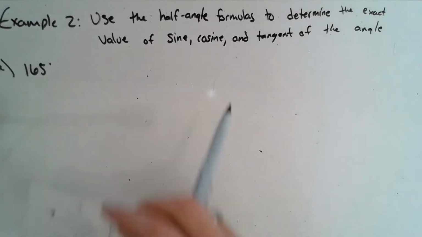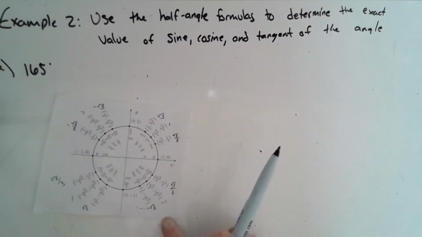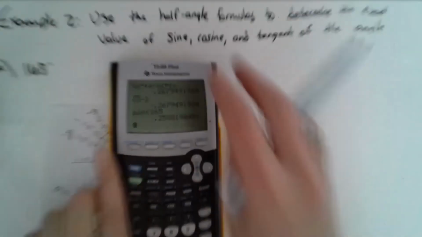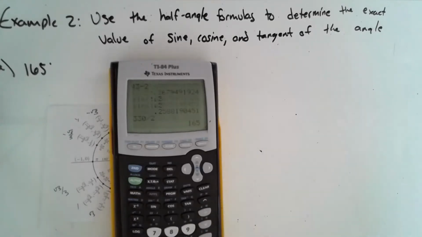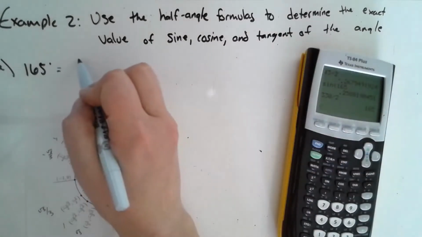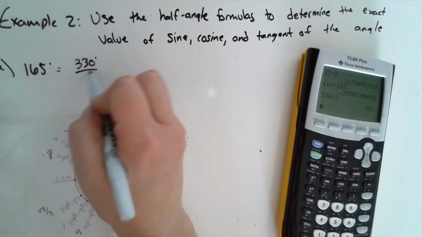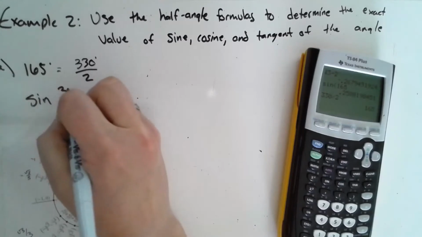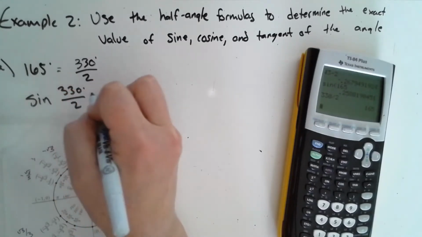that decimal. So if we look at our unit circle, 165 is not there, but it kind of gave us a hint. We're using a half angle. So 165 is half of 330, right? So 330 divided by 2 is 165. The way I got 330 is I just doubled 165. So this right here is the same as 330 degrees halved. So what I'm going to do is find sine of 330 degrees over 2.